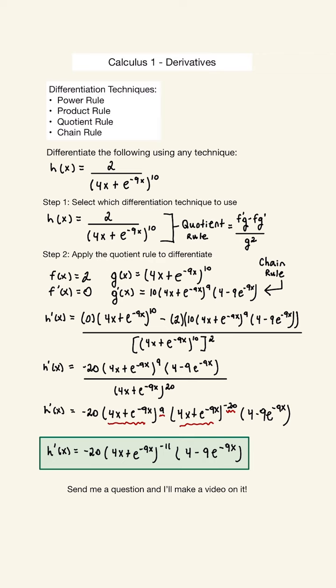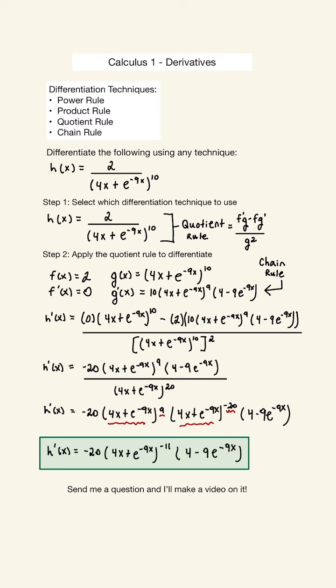So for our example problem, we have h of x, which is going to equal 2 divided by (4x plus e to the negative 9x) all raised to the 10th power. The first step is we want to look at our function and determine which differentiation technique we want to use. When we look at our function, we see that this is a fraction, and so this means that we're likely going to need to use the quotient rule to differentiate this function.